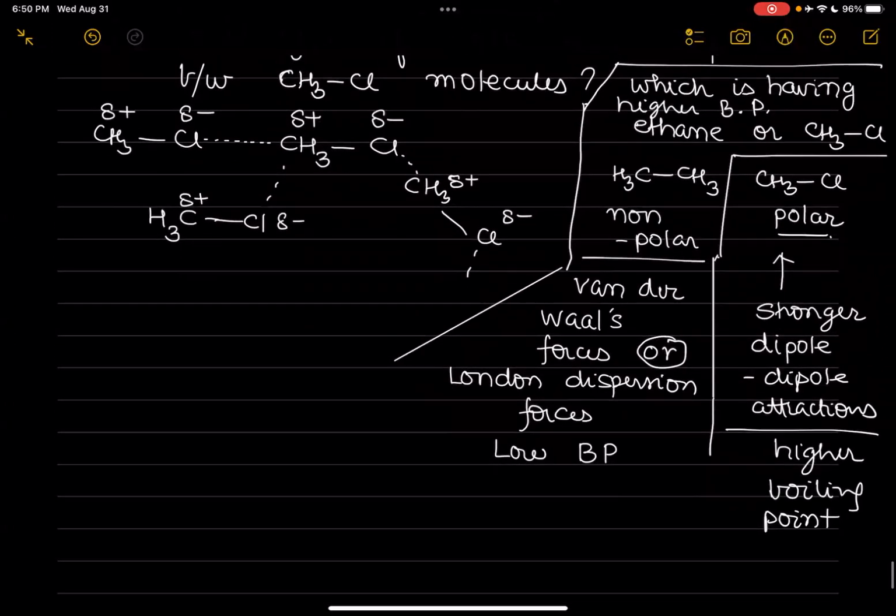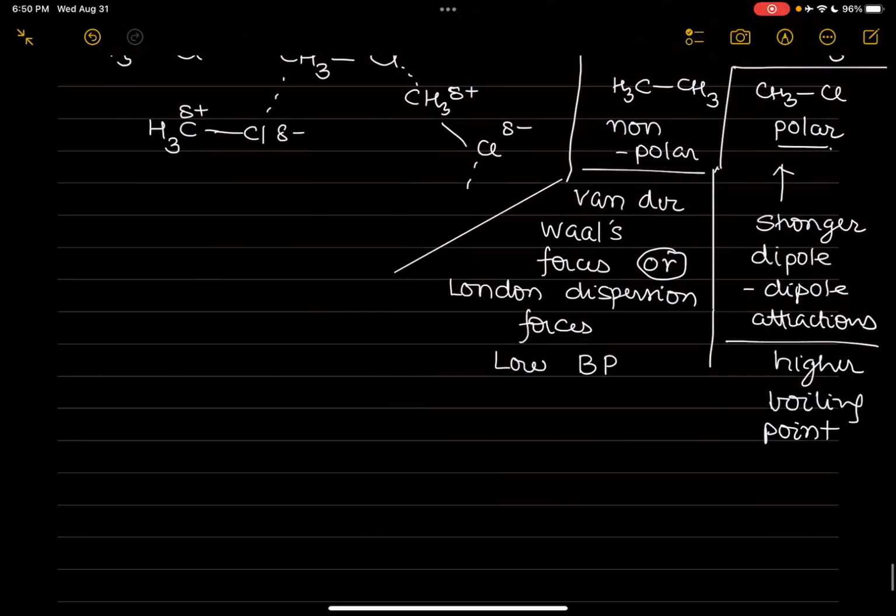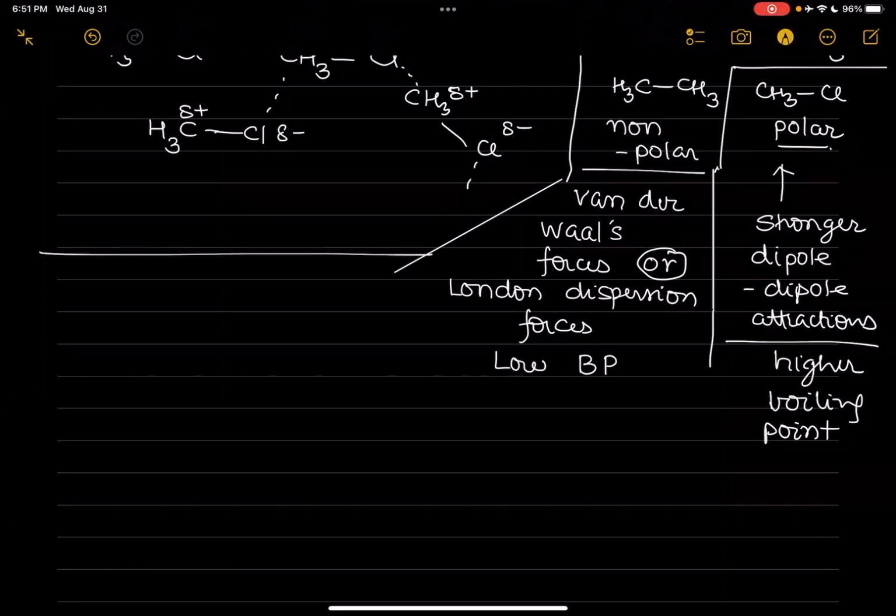Is it clear? And what about water? What kind of forces are present between two water molecules? So water is H2O. Yeah, polar. Yes, it is polar, but you need to say one more word, and that will be useful in your alcohols and ethers chapter also.